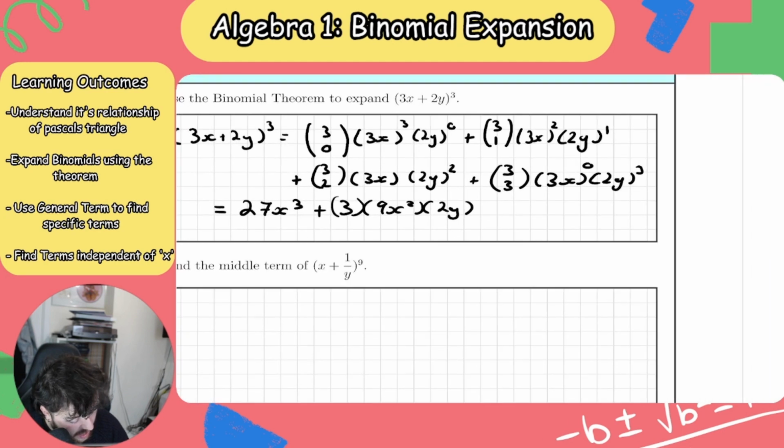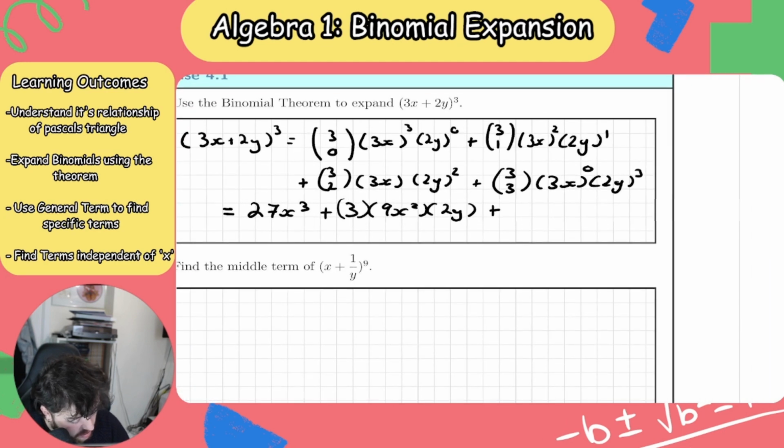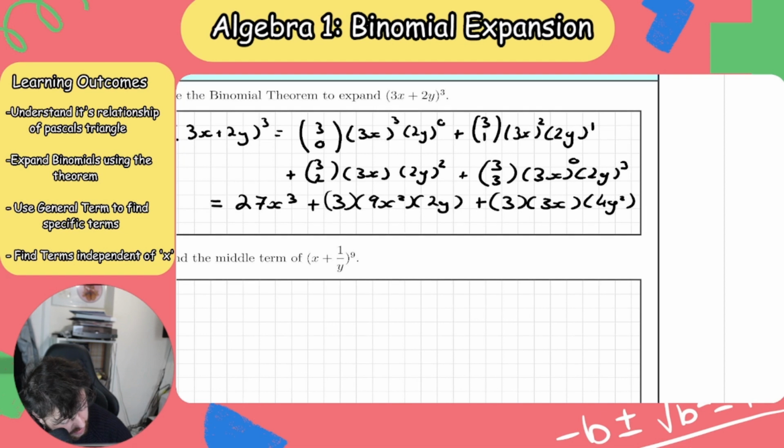My third term is going to be 3 choose 2. 3 choose 2 is 3. 3 times 3x times 2y squared. 2y squared is going to give me 4y squared. And then I'm going to add on 3 choose 3, which is 1, times 1 times 2y cubed, which is going to be 8y cubed. So my final answer here is going to be 27x cubed plus 3 times 9 times 2 is 54.